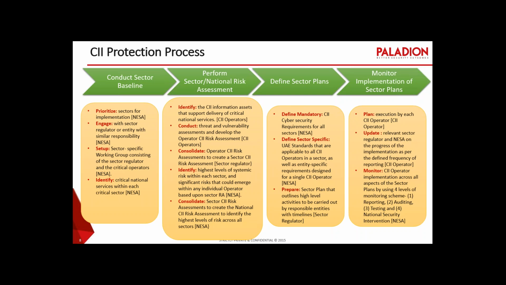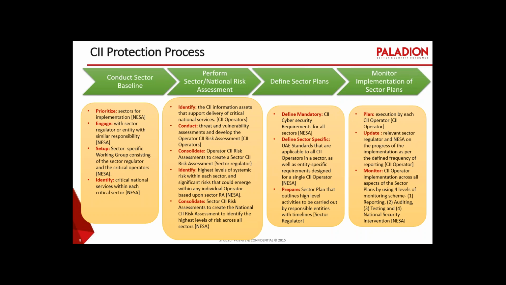And finally, as part of phase 4, these plans will have to be executed by the CII operator, and the CII operator will have to continuously update the sector regulator on the progress of implementation, and the CII operator will have to update NESA, and NESA plans to monitor the implementation of all the controls using 4 levels of monitoring scheme primarily. So the first level is reporting, wherein they would ask entities to do a self-assessment and self-reporting.